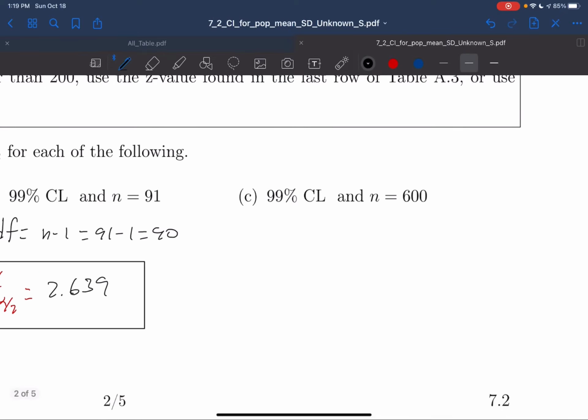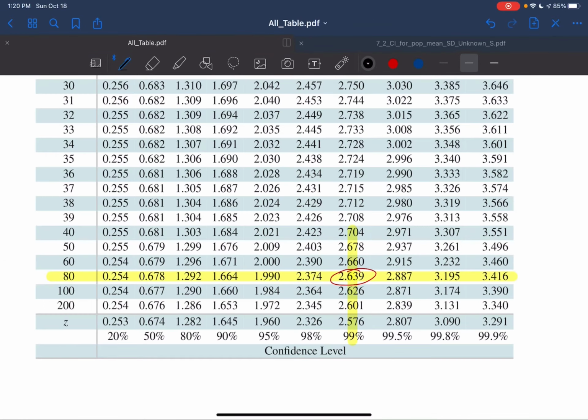How about this one? We have a confidence level of 99% and a sample size of 600. So that means your degree of freedom will be n minus 1, 600 minus 1, or 599. So let's see. Notice that 599 is not in our table.